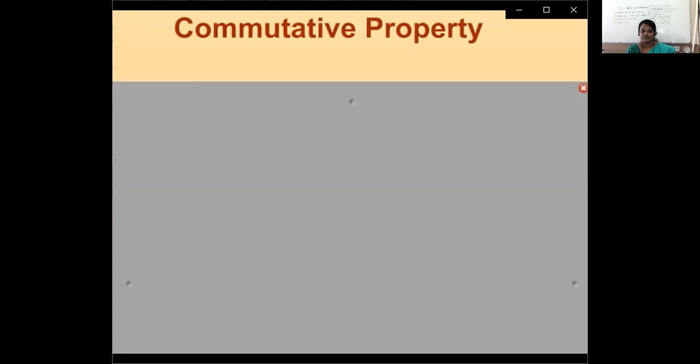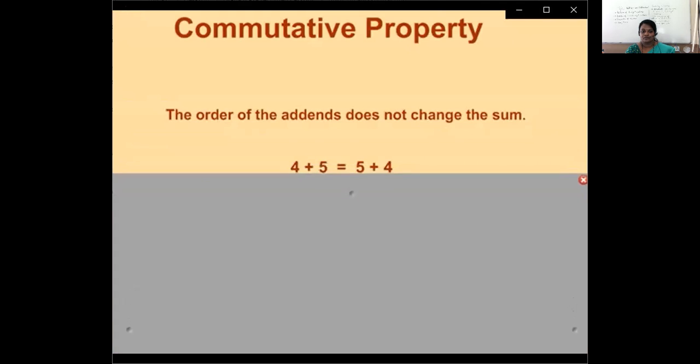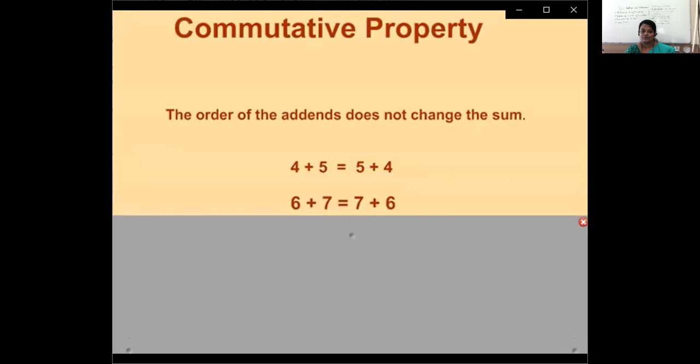The first one is the commutative property. The commutative property says the order of the addends does not change the sum. For example, 4 plus 5 equals 5 plus 4. Both of those equal 9. 6 plus 7 equals 7 plus 6.